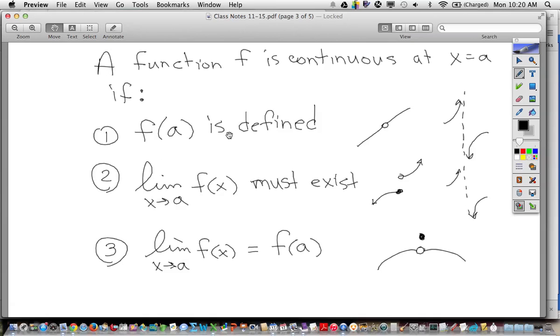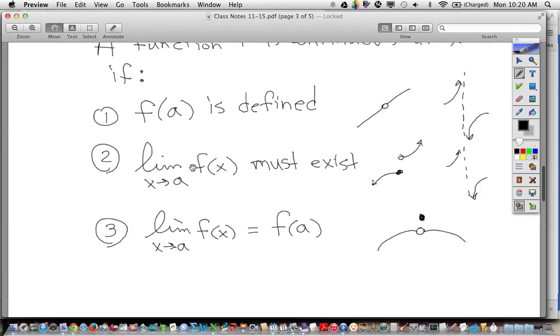A function's continuous if it meets all 3 of these. If it fails any one, it's not continuous. So the function's got to be defined. If it fails, it would look like one of these situations. The limit must exist, which means the cars must meet. Here are 2 situations where the cars don't meet. So again, the function's not continuous.